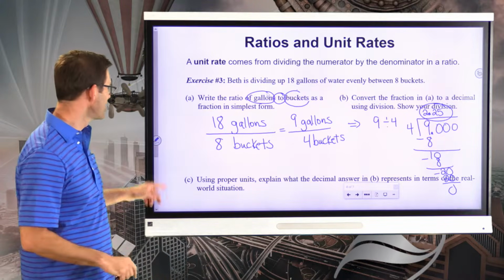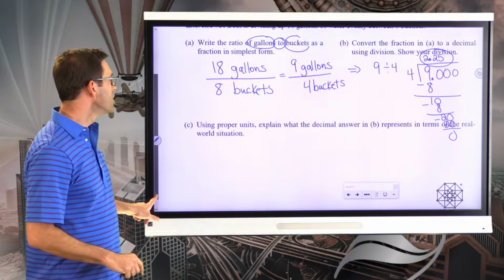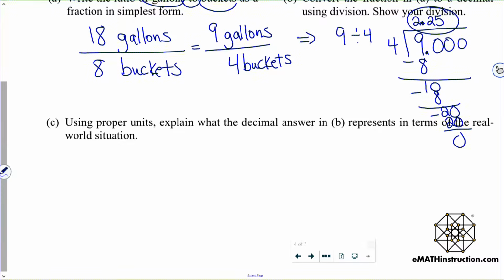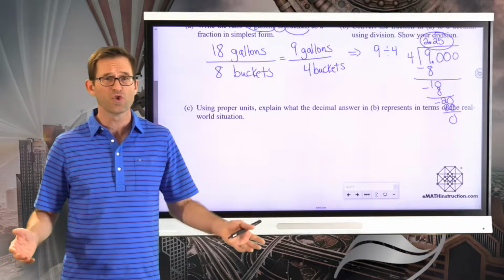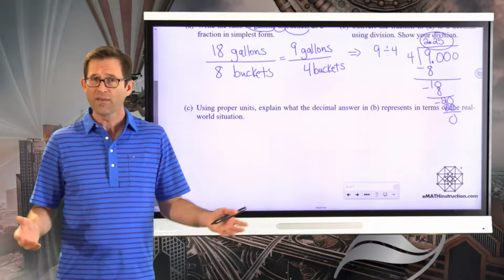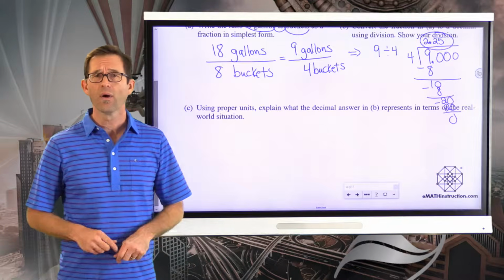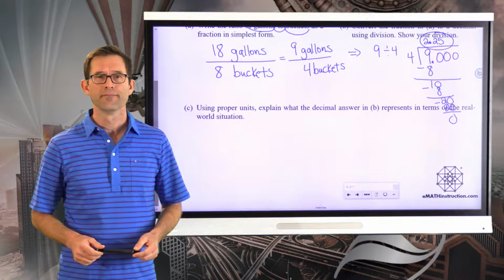All right, let's take a look at letter C. Using proper units, explain what the decimal answer in B represents in terms of the real world situation. That's what it says right there, terms of the real world situation. So what does that 2.25 give us? Pause the video now and write something down.